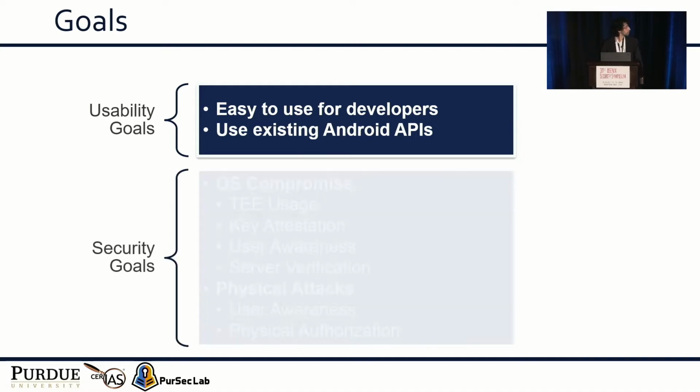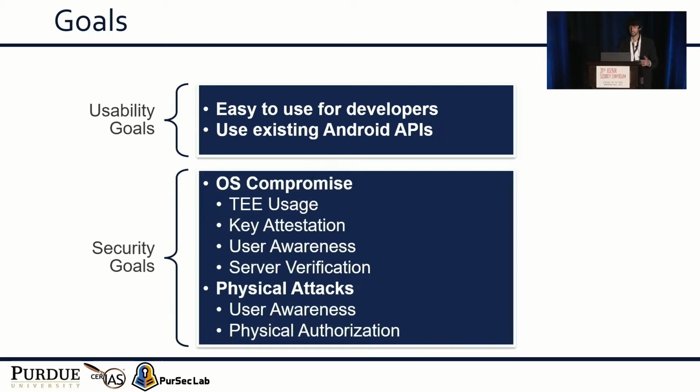Now, for our security goals, to protect against OS compromise, we were making use of the TEE, and we were making use of key attestation. We also wanted to make sure that the user was aware at all times of the transaction or authorization that was taking place. And we also wanted to make sure that the server was able to fully verify that this entire signing procedure was taking place inside TrustZone. To prevent against physical attacks, we also have to make sure that we physically authenticate and authorize users while the user is aware of the prompt.